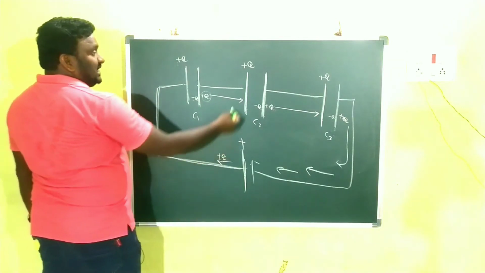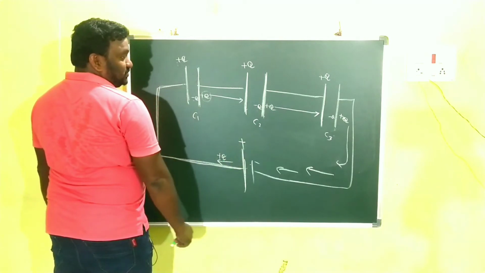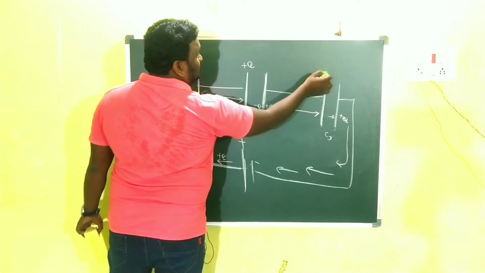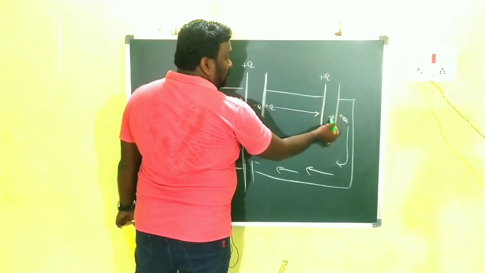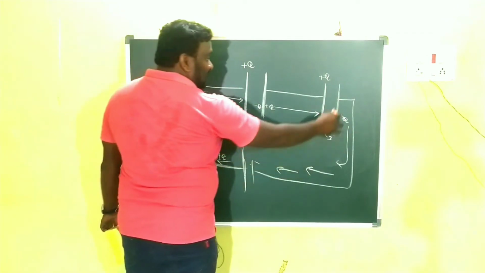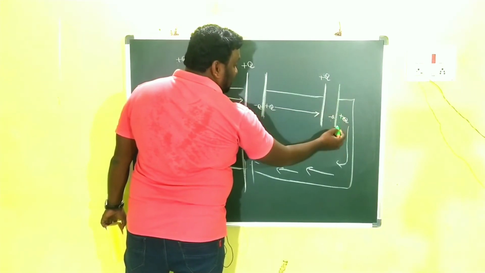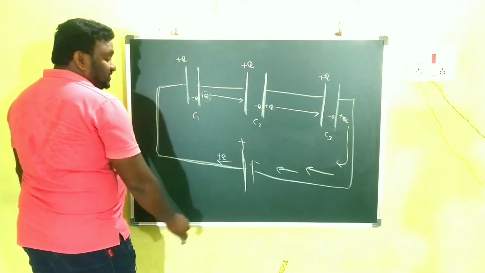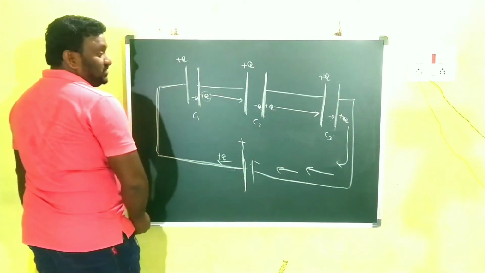Again the same process: here plus q is there, due to that minus q and plus q charges are induced. Again this plus q charge is applied to the first plate of the third capacitor, and again due to this plus q, minus q and plus q charges are induced. And again the plus q charge which is on the outer surface of the second plate of the last capacitor should be attracted by the negative terminal. So the positive charge will move from higher potential to lower potential.